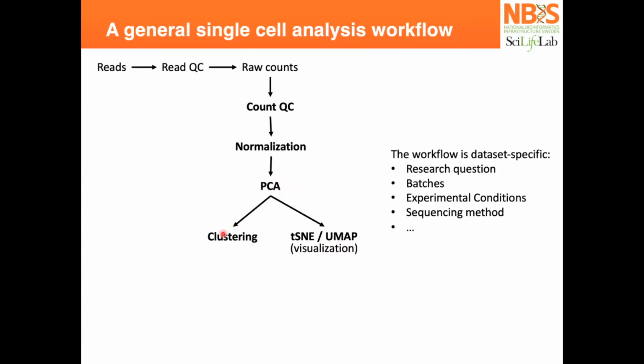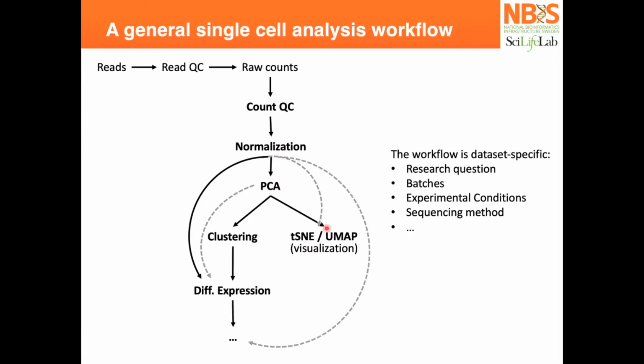And from PCA, you also do clustering and then differential expression with the clusters. But there are many ways that you can do that. You can go directly from normalization to differential expression. For example, if you already sorted the cell types that you want to compare, then you don't need to do clustering because you already know which cell types they are. You can also do the PCA directly to differential expression. From normalization, you can also compute the TSNE and UMAP directly without PCA. There are many ways that you can do it, but the ones in black are the common way of doing that.